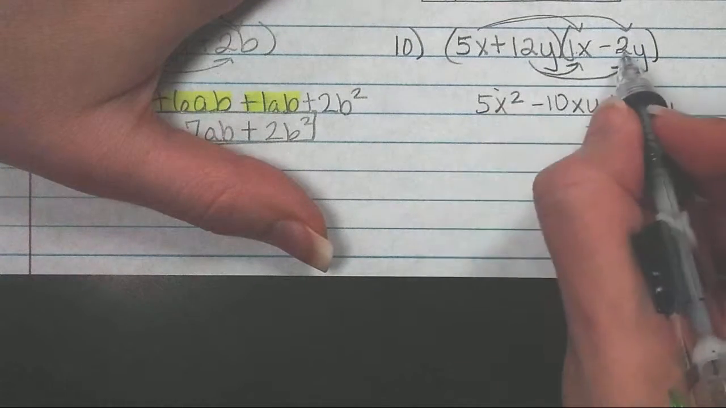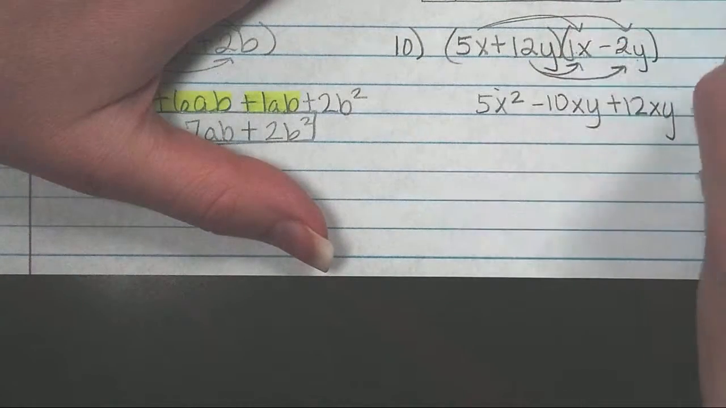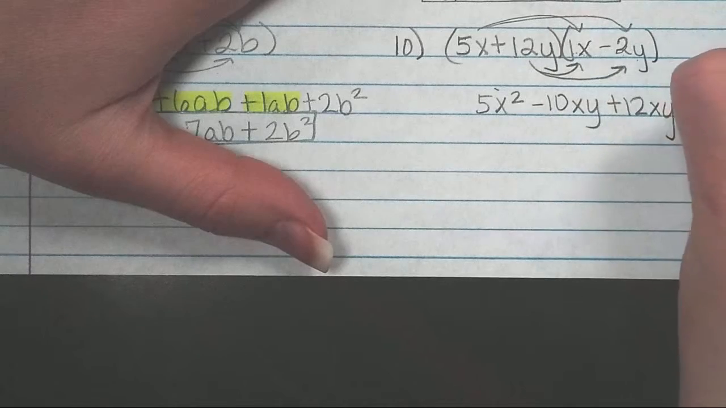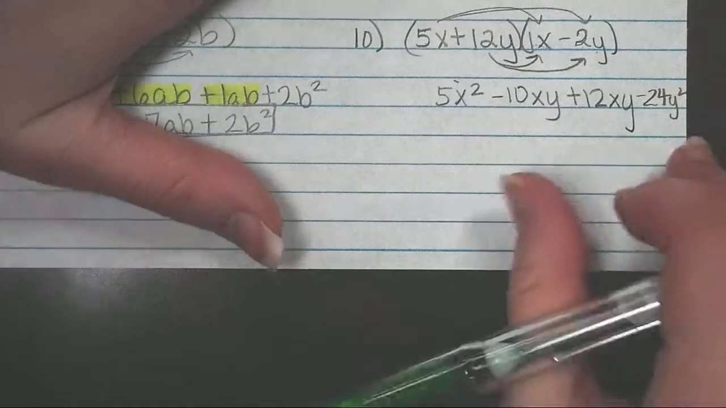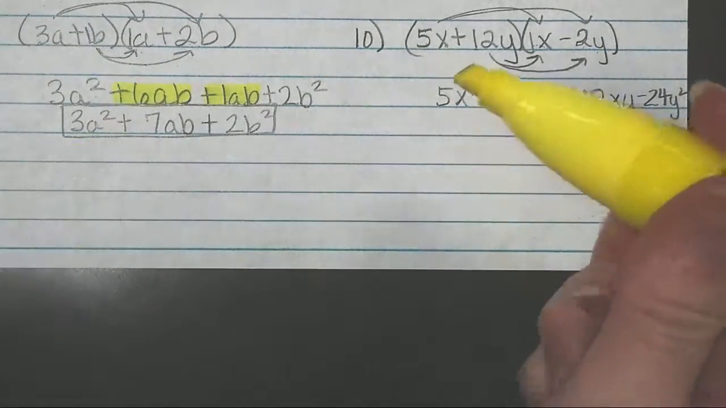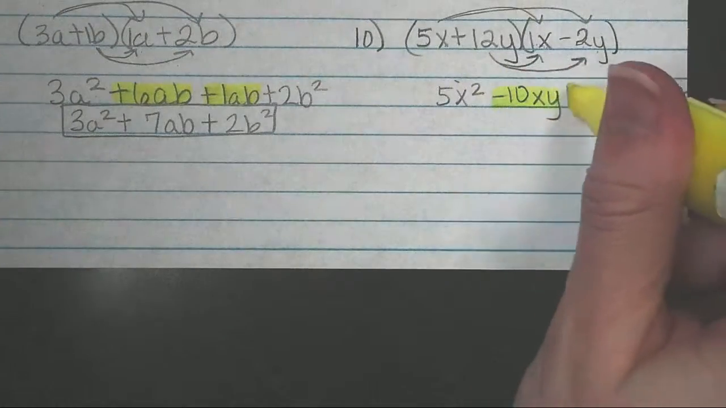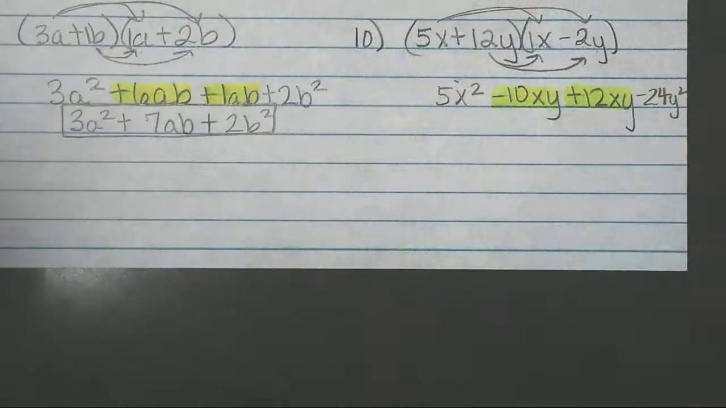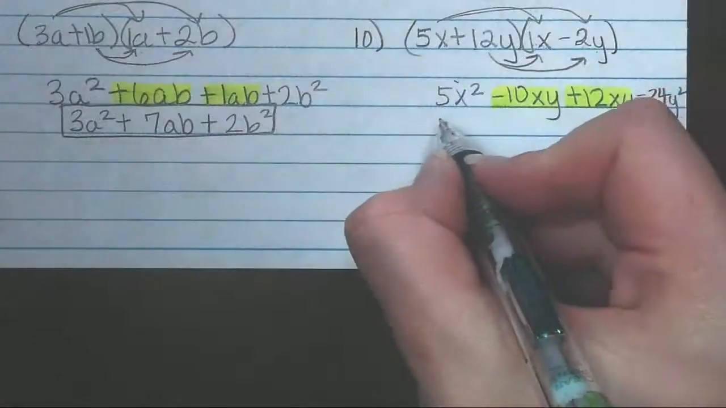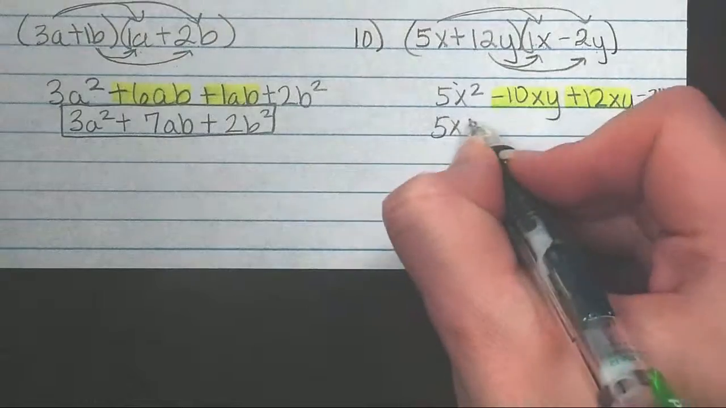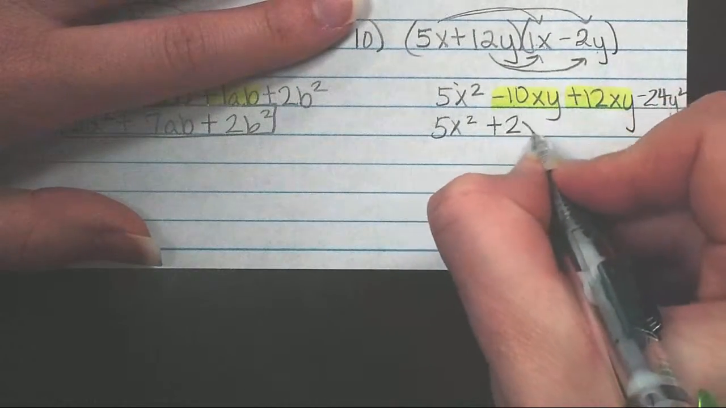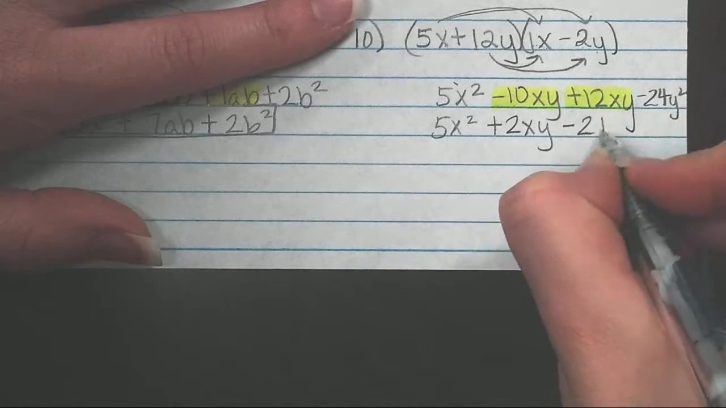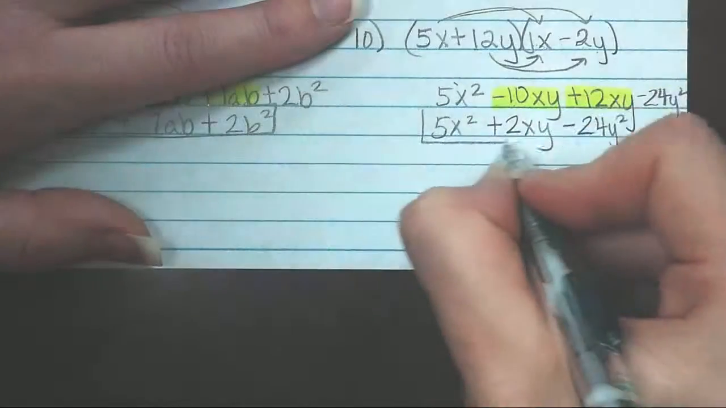And then we have 12 times negative 2, and they're both y, so we're going to end up with a negative 24y squared. And then combine these like terms in the middle, because they're both xy. And we have 5x squared. And then negative 10 plus 12 is positive 2xy minus 24y squared. And we are done.